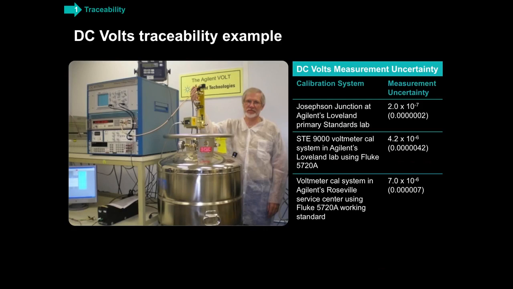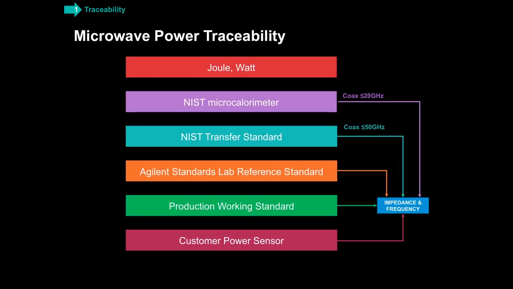It moves down to 4.2 times 10 to the minus 6. And if you then use that system to calibrate for lower performance voltmeters, you can see that it grows from 4.2 times 10 to the minus 6 to 7 times 10 to the minus 6. So what you're seeing there is the traceability path if you were to measure DC volts using any one of those three systems.